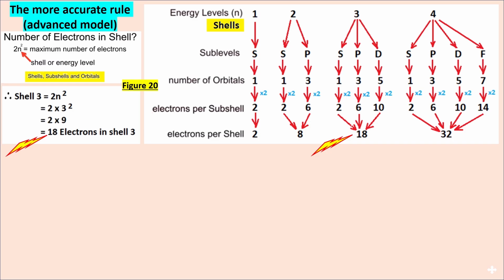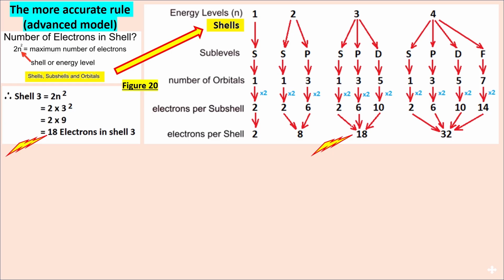To explain this better, look at the right-hand side. Energy level, look at number 1, 2, 3. Then you see sublevels is SPD, and the number of orbitals in those sublevels, you have 1, 3, and 5. Then the electrons per subshell is 2, 6, and 10. If you add those together, you get 18. So orbital number 3 will have 18 electrons, which is what we see on the left-hand side.